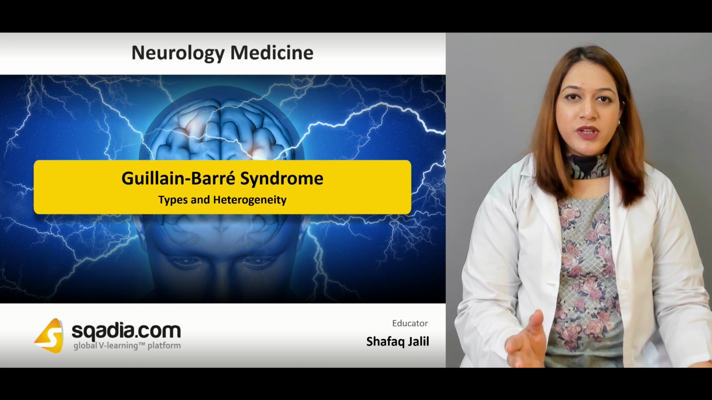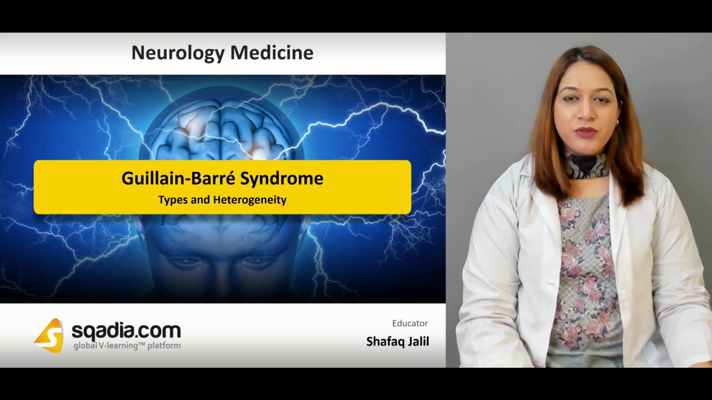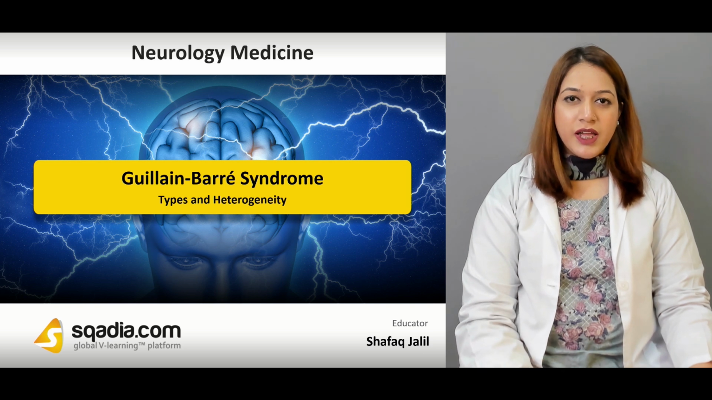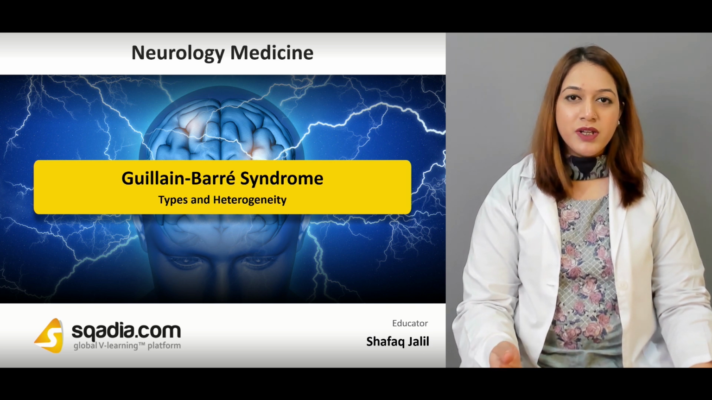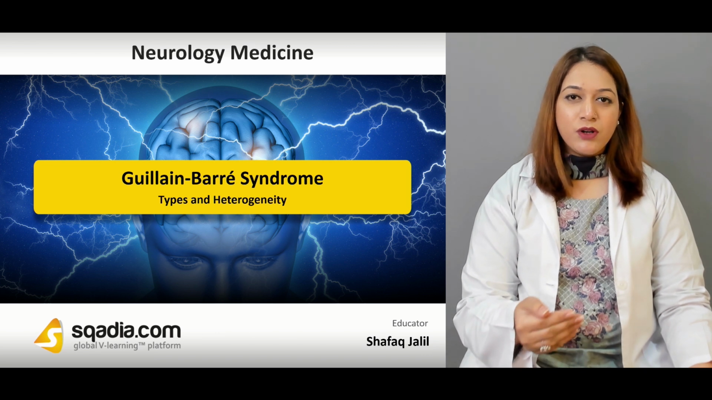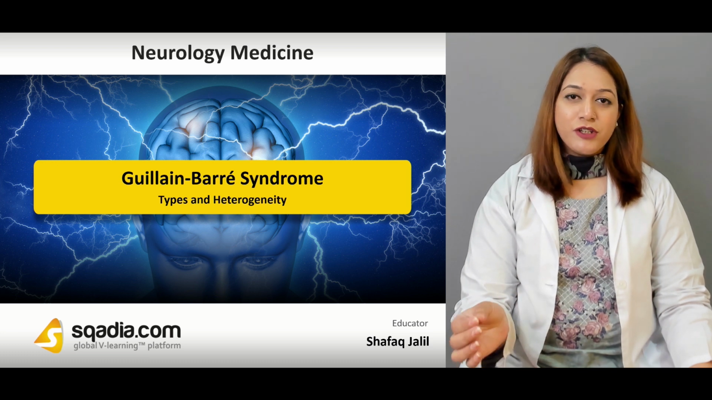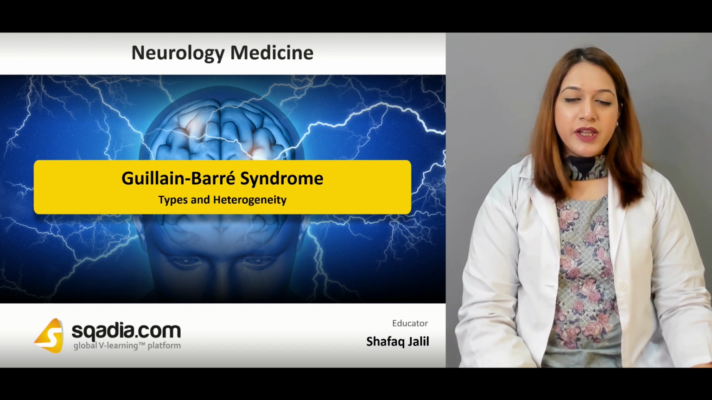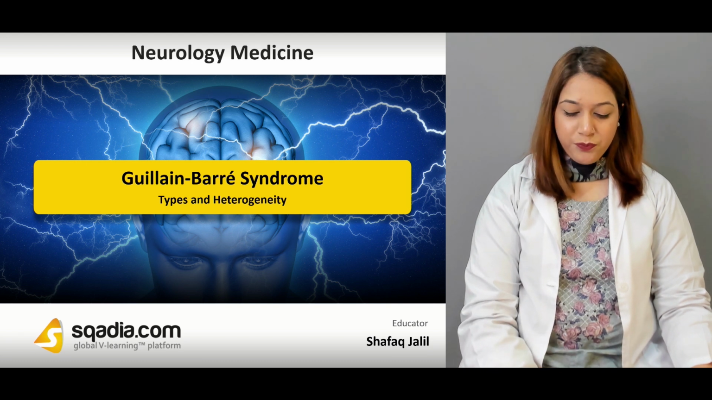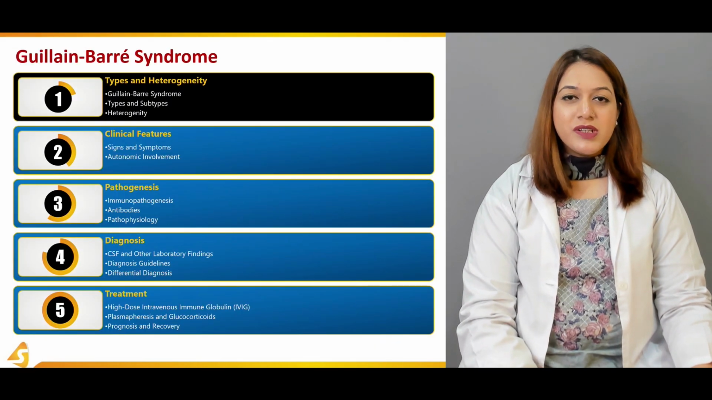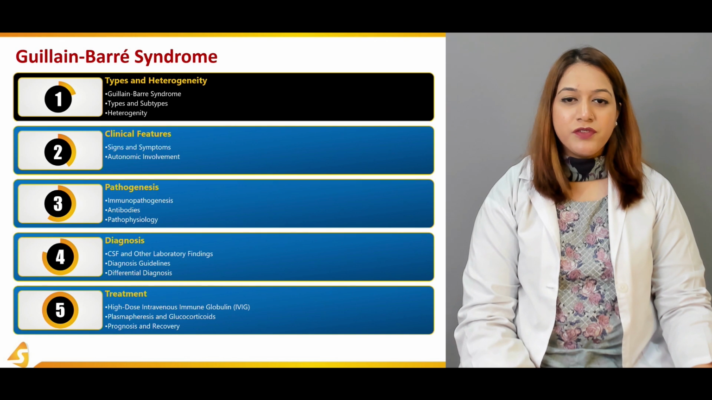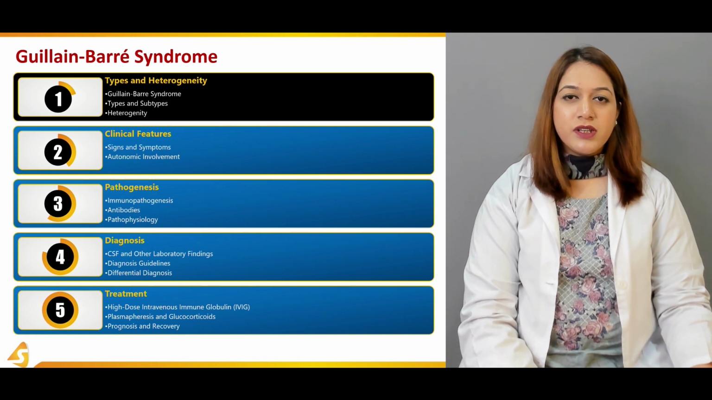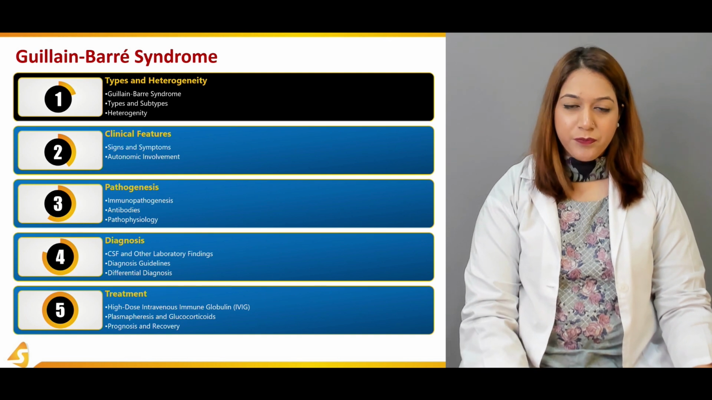Guillain-Barré syndrome, also known as GB syndrome, as I've already told you, is a rapid onset muscle weakness caused by the immune system mistakenly attacking its own peripheral nervous system, damaging the myelin insulation of the peripheral nerves. In this section, we are going to talk about the types and heterogeneity of GB syndrome. We will see what Guillain-Barré syndrome is, what the types and subtypes of this syndrome are, and what heterogeneity actually is.